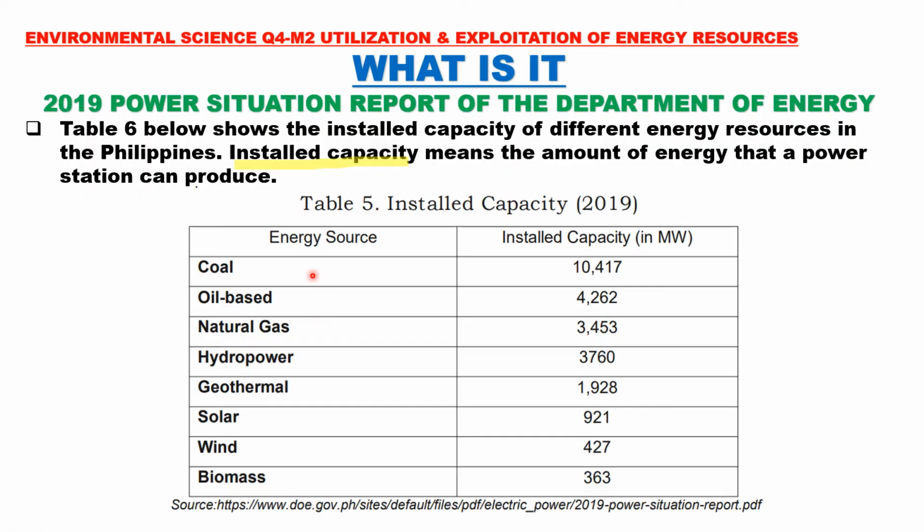So the different energy sources in the Philippines are coal, oil-based, natural gas, hydropower, geothermal energy, solar, wind, and biomass. The installed capacity for each energy resource is stated in the second column, and we can see that it is arranged in decreasing order. The energy source with the highest installed capacity is coal, followed by oil-based, and then natural gas. The energy source with the least installed capacity is biomass, followed by wind, and then solar.